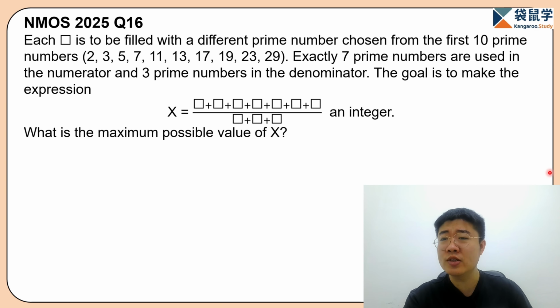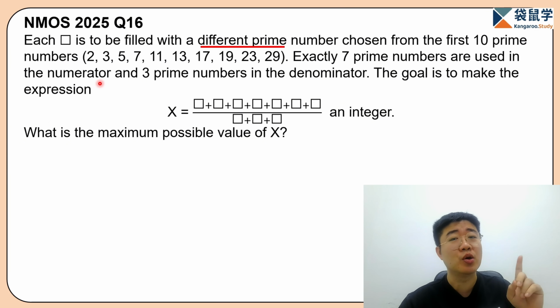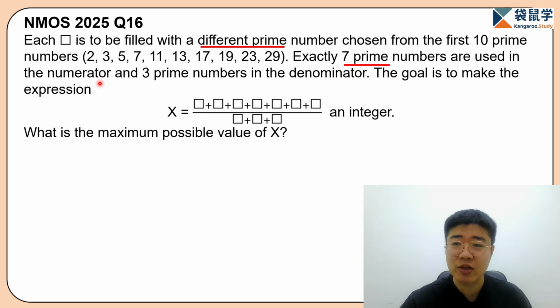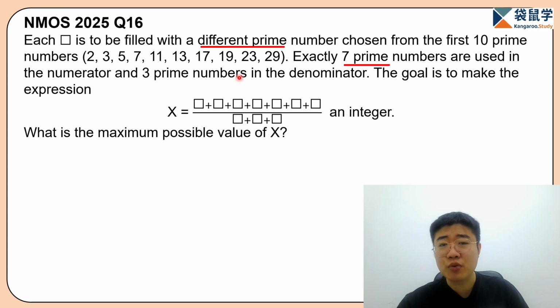Now, in this question here, it says that each square here is to be filled with different prime numbers. So first of all, we know that these must be different prime numbers chosen from the first ten prime numbers. So they have listed down the first ten prime numbers for us. So exactly 7 prime numbers are used in the numerator. First of all, we know in the numerator there are 7 numbers and 3 prime numbers in the denominator. So for the denominator, we have 3 numbers.